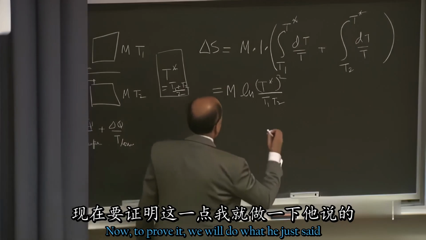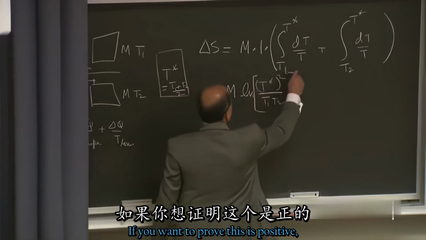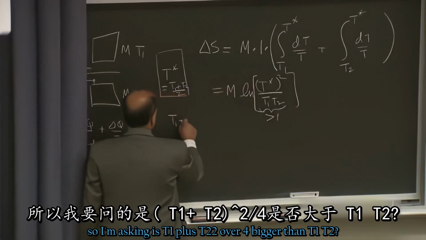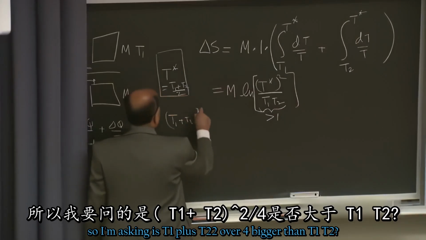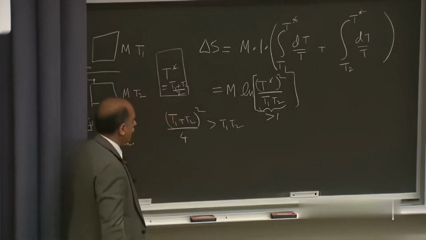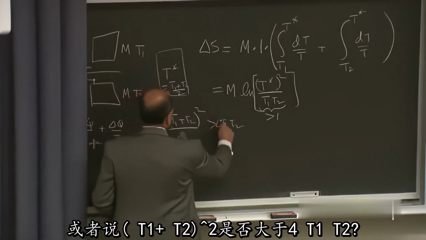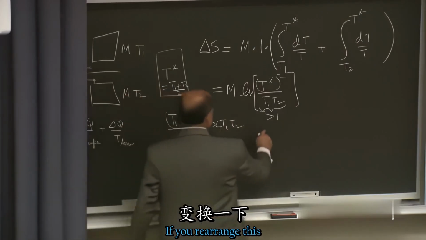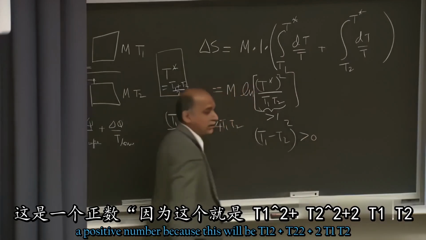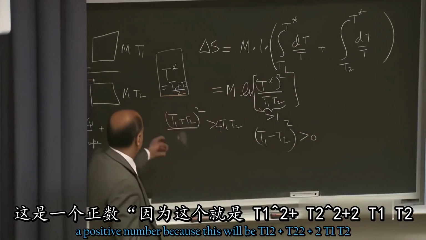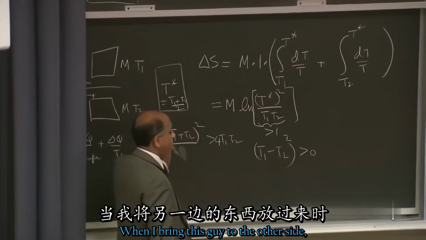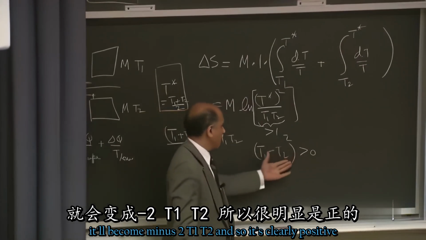Now, to prove it, we will do what he just said. If you want to prove this is positive, you want to show that the fellow inside the logarithm is bigger than 1. So I'm asking, is (T1 plus T2) squared over 4 bigger than T1 T2? Or I'm saying, is (T1 plus T2) squared bigger than 4 T1 T2? If you rearrange this, you can show the left-hand side becomes (T1 minus T2) squared. That's, of course, a positive number. Because this would be T1 squared plus T2 squared plus 2 T1 T2. When I bring this guy to the other side, it will become minus 2 T1 T2, and so it's clearly positive.